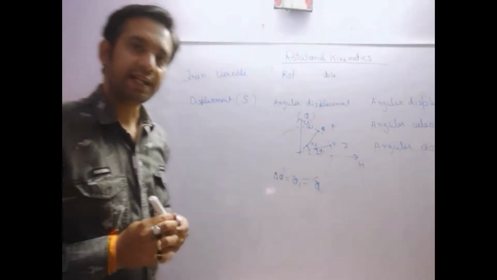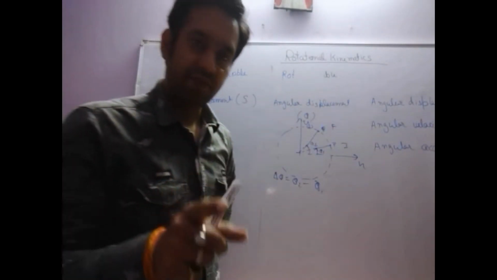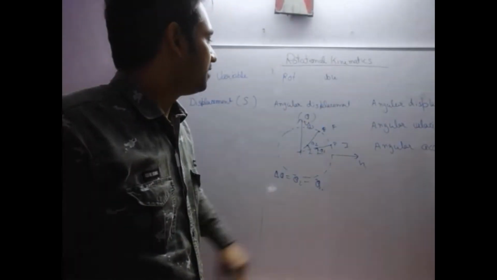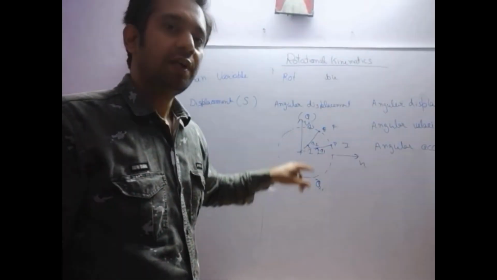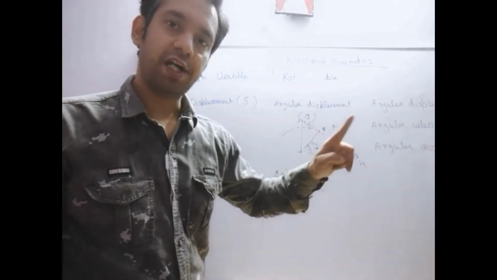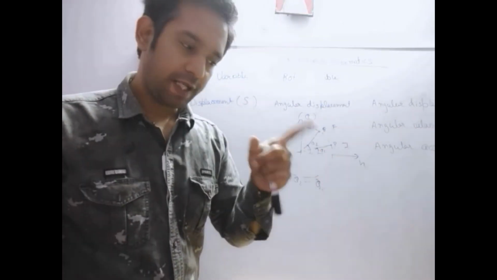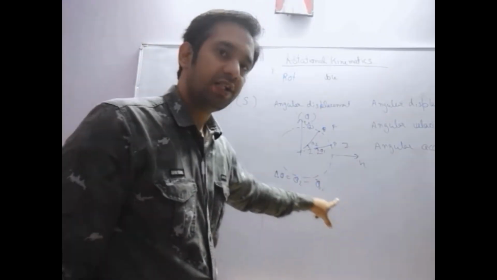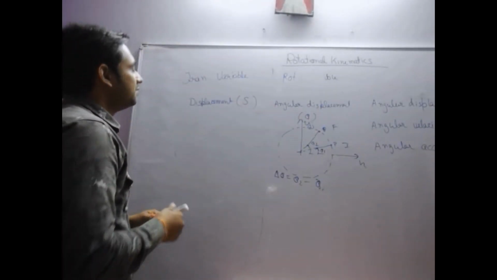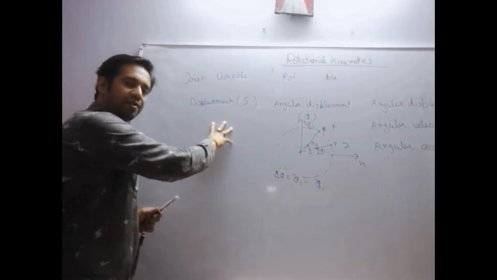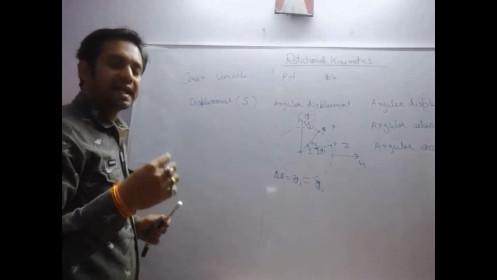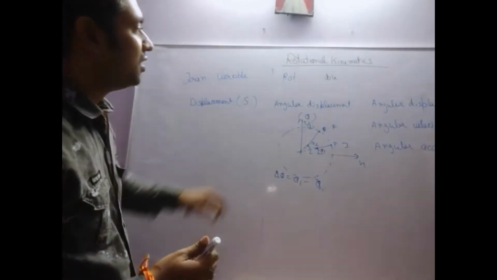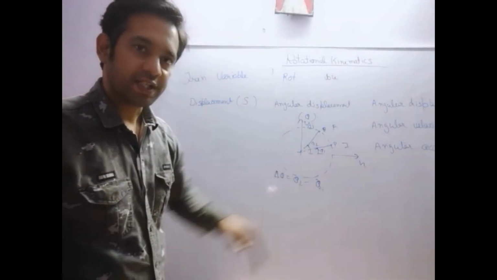Or we can say that if the point is at P at time instant t1 and after some time t2 it reaches position Q, with theta 2 being its position at time t2, then its angular displacement is theta 2 minus theta 1. We subtract the initial position from the final position, so the angular displacement is theta 2 minus theta 1.